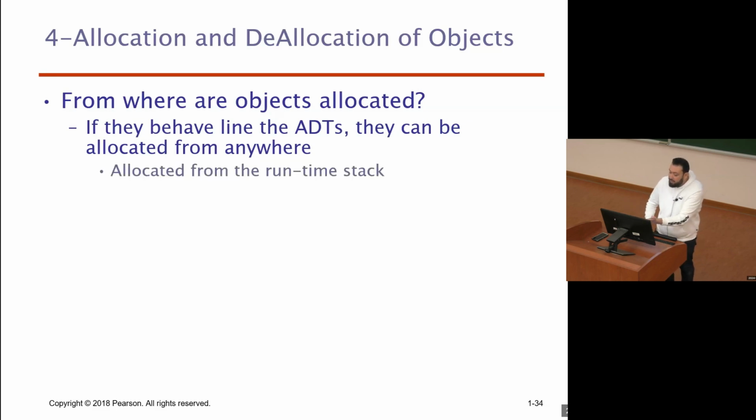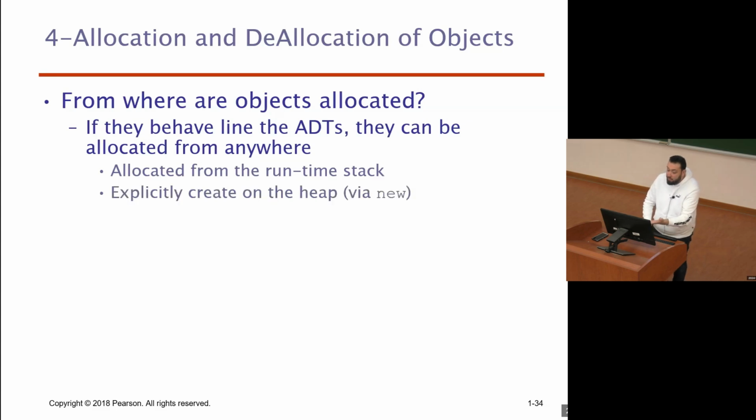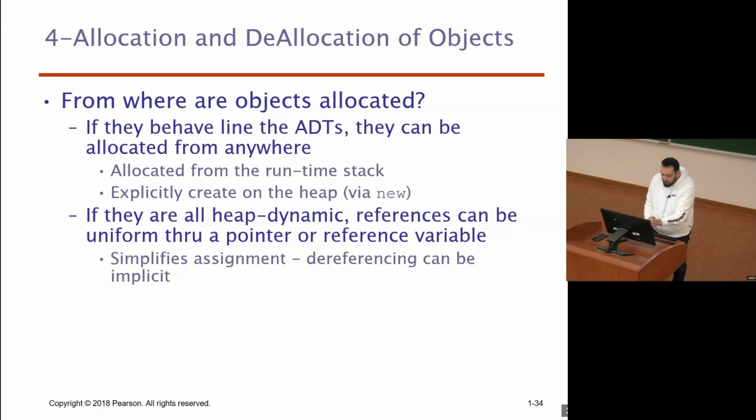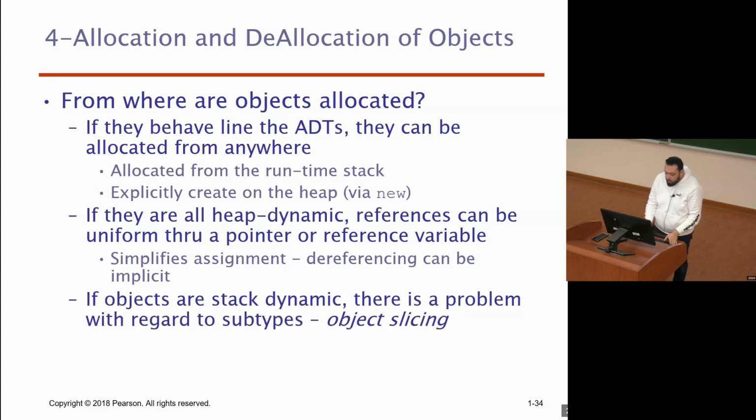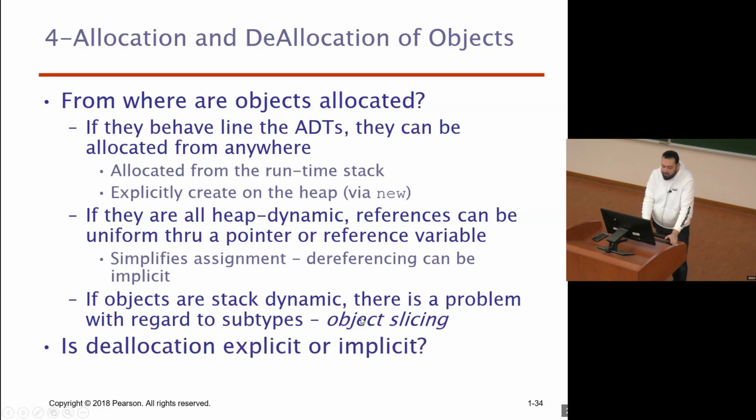So these are the kind of decisions that they have to take when designing the language. If they behave like an ADT, they can be allocated from anywhere, allocated from the runtime stack, or explicitly created on the heap, like we said. Or it can be simplified and all be heap dynamic, like Smalltalk is all heap dynamic. Why? Because it's a pure object. And we said Java is also treating everything as objects, if you remember. So that's why even the primitives are on the heap. Then if objects are stack dynamic, there is a problem with regard to subtypes, object slicing. We're not going to go into detail on this.